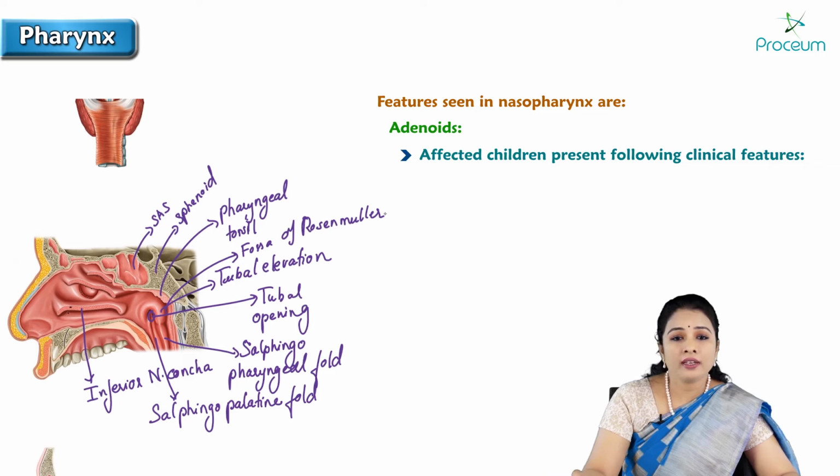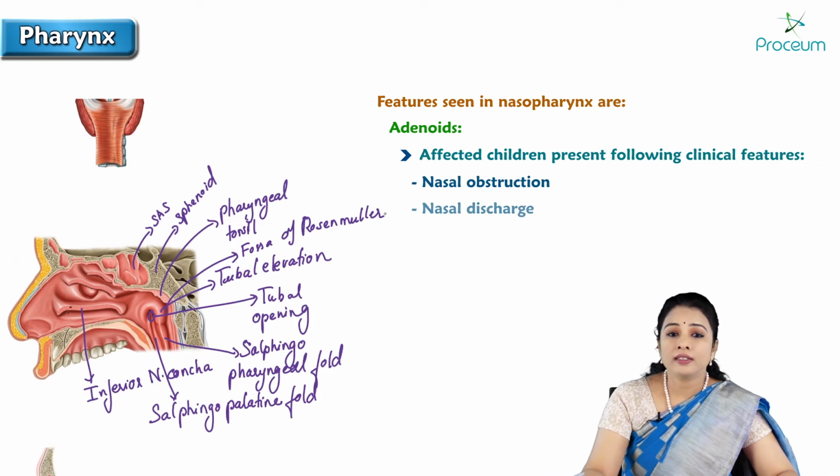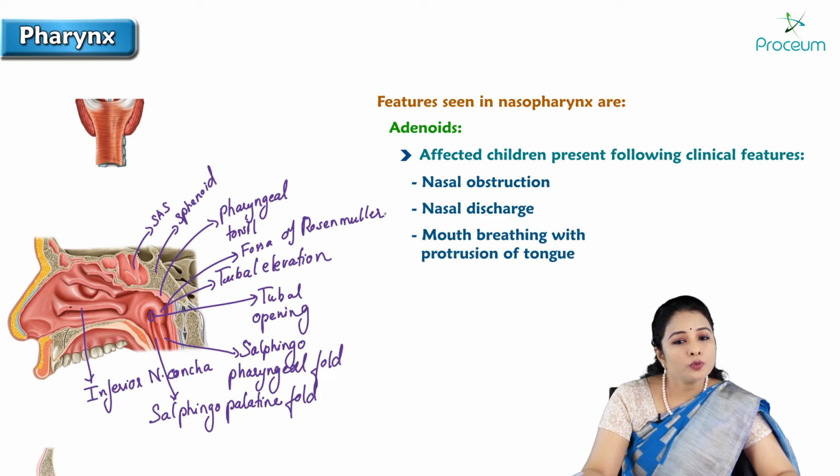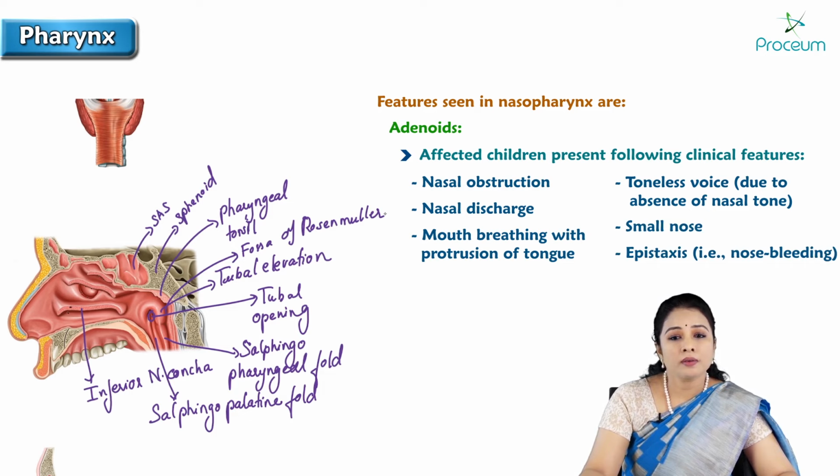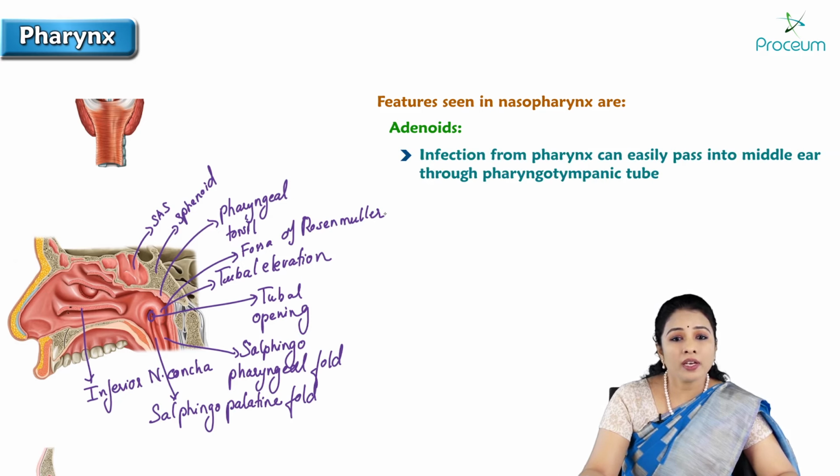The affected children present with clinical features like nasal obstruction, nasal discharge, mouth breathing with protrusion of the tongue, and toneless voice due to the absence of nasal tone, and small nose. Epistaxis means nose bleeding. So these are the symptoms associated with the adenoids. Infection from the pharynx can easily pass into the middle ear through the pharyngotympanic tube or the auditory tube.